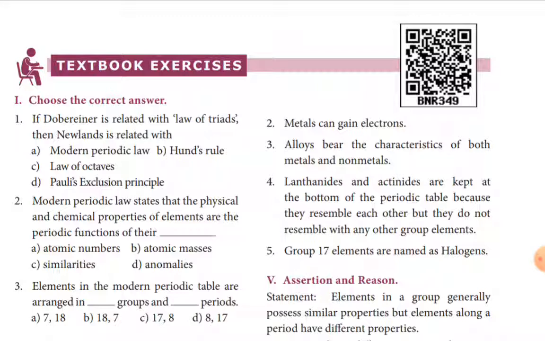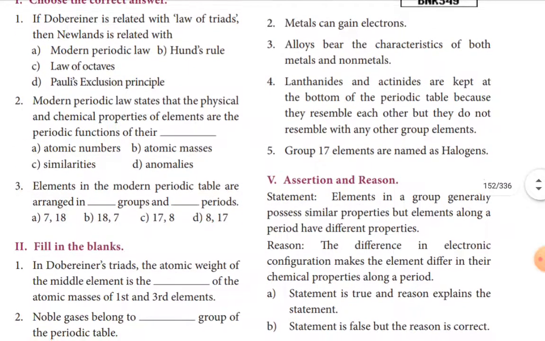Then lanthanides and actinides are kept at the bottom of the periodic table because they resemble each other, but they do not resemble any other group of elements. This is a true statement. Group 17 elements are named as halogens. That is a correct statement, true. Then assertion and reason.